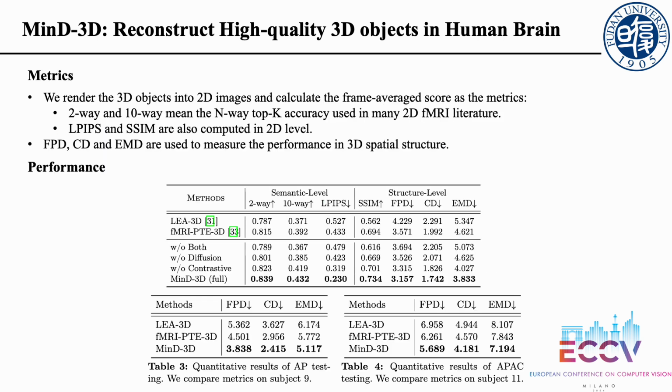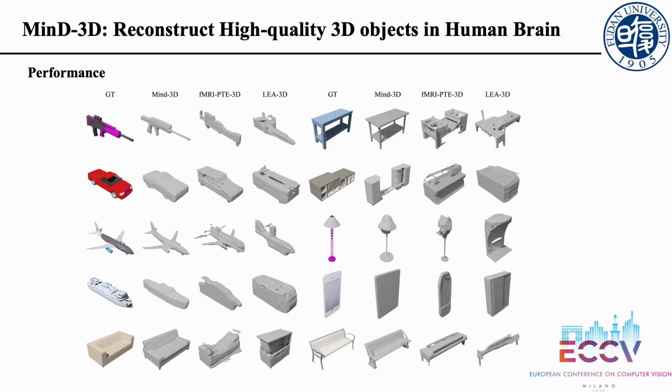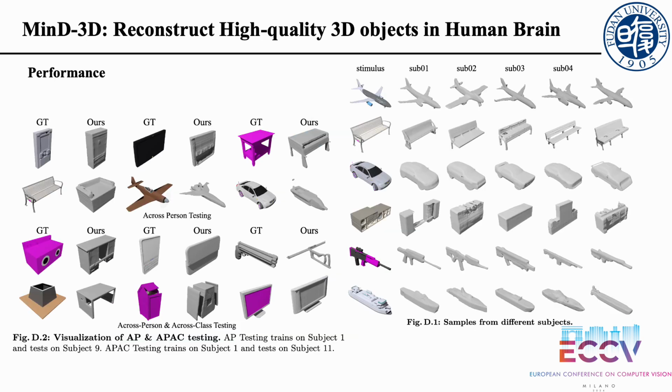As a new task, we define 7 metrics to evaluate our model. We split them into semantic level and structural level. Our method outperforms the baselines in the experiment. It established a new benchmark for the community. Here we present some reconstructed 3D objects alongside their ground truths in 2D renderings. And we also show the result of the out-of-distribution test here.